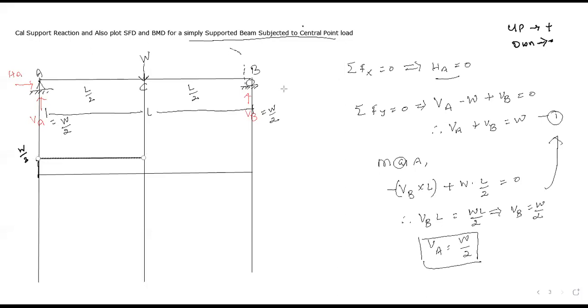Is it clear or not? Please confirm it. And your initial value is W/2. I have reached point C. Next, do you see a point load at point C? Yes or no?